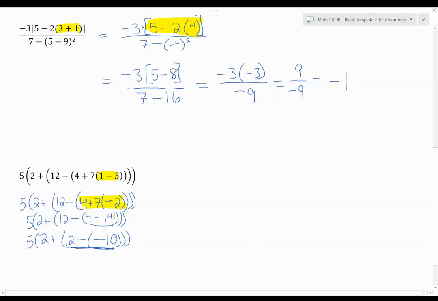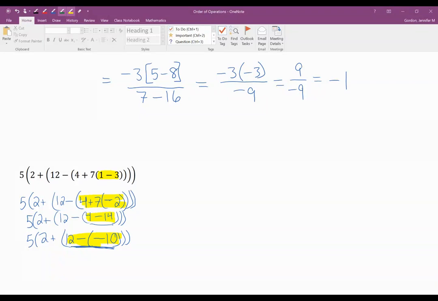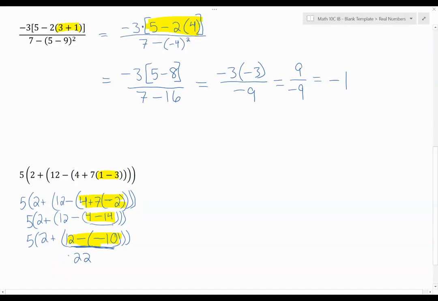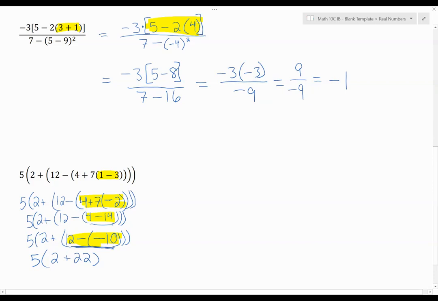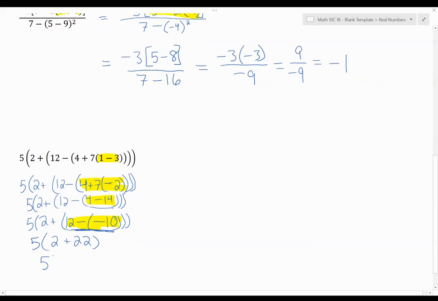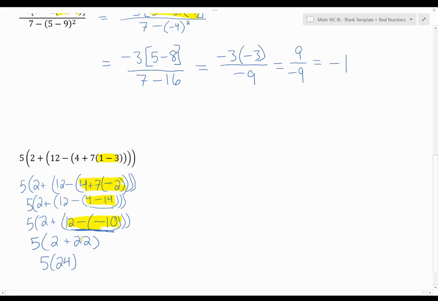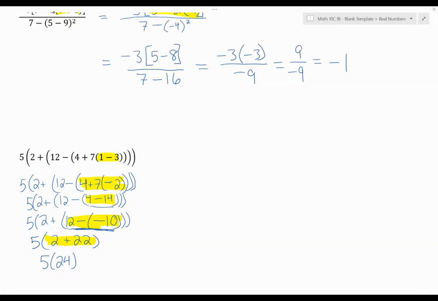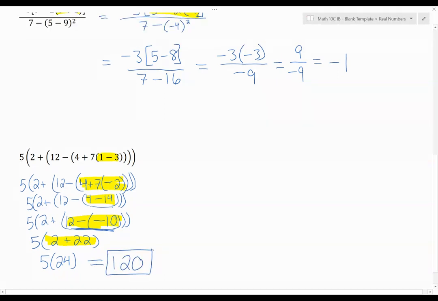In each case, I'll highlight what it was I was doing. So 12 minus negative 10 is the same as 12 plus 10, so that is 22. So I now have 2 plus 22 inside those brackets. 2 plus 22 is 24. So we've reached our final operation. 5 times 24 is 120. So the ultimate goal here is 120.